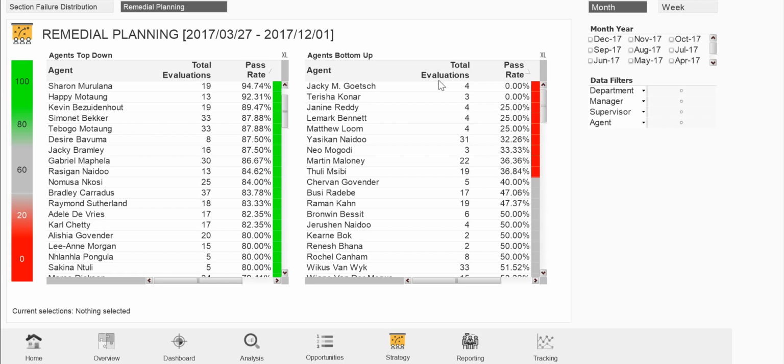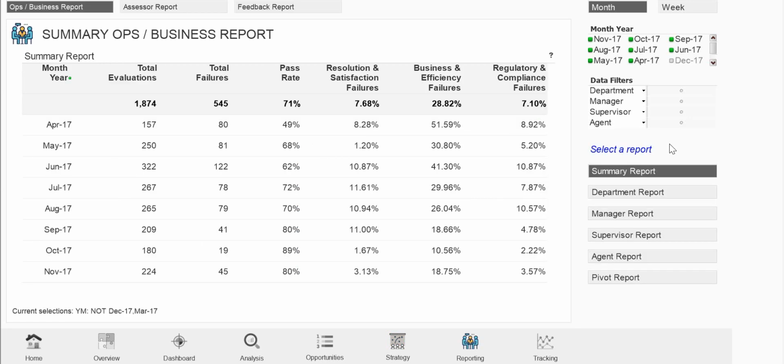The reporting dashboard has been built in as a quick functionality to export results and distribute to various teams or stakeholders. This is inclusive of a summary, department, manager, supervisor, agent, or holistic report. These reports include a view of total evaluations, failures, pass rates, and then failure rates by section. This is a quick way to track improvement over time in terms of performance improvement initiatives.